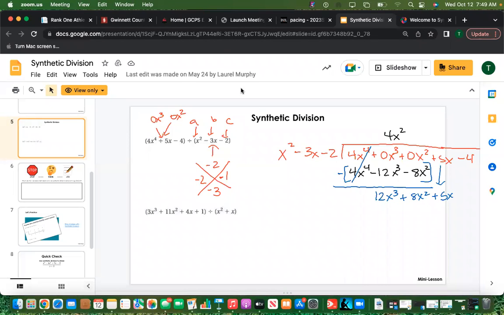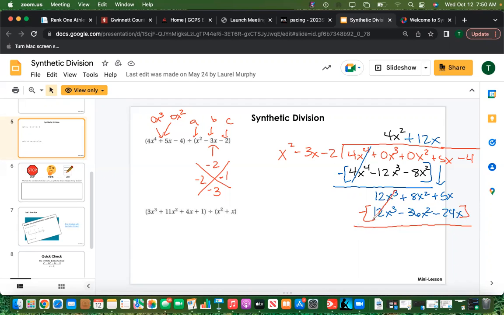All right, so let's take a look. You're going to ask yourself, what times x squared will give us 12x cubed? And that's going to be 12x. We're going to take that and multiply by everything on the outside. That's going to give us 12x cubed minus 36x squared minus 24x. We're going to change our sign and draw our line.